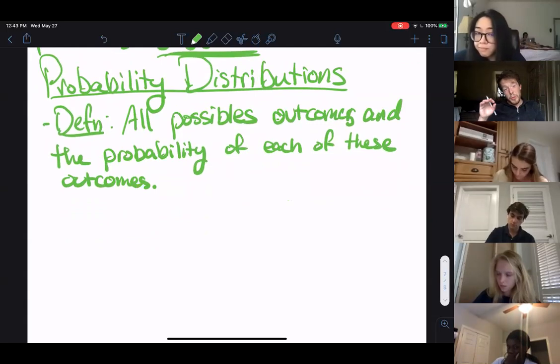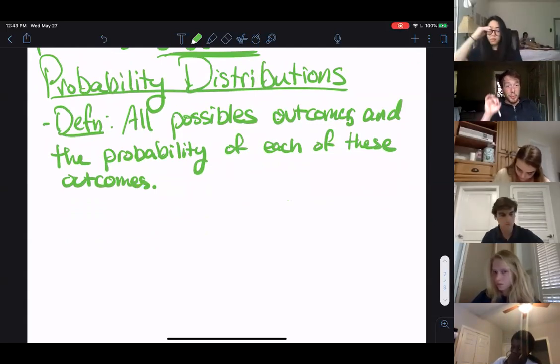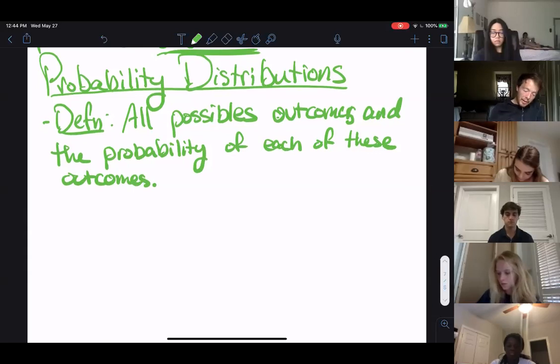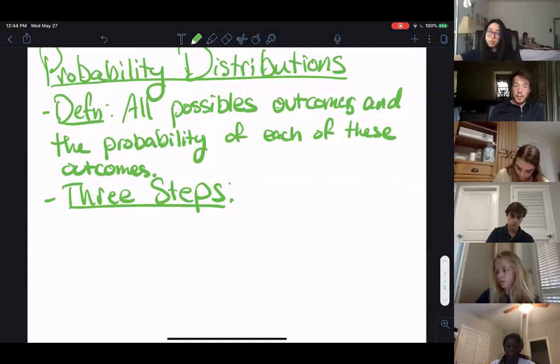When we talk about probability distributions, we're usually talking about theoretical probabilities. So we're going to make some sort of assumption, usually everything's equally likely, and then we're going to figure out what the theoretical probability is for the things that we are about to speak about. So there are 3 steps with defining a probability distribution. And I'm going to explain each of these steps by means of an example.